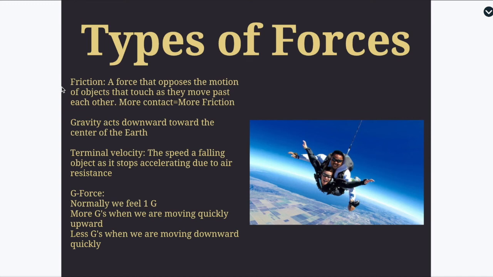Terminal velocity. So this is kind of an interesting one that combines gravity and friction. This is the speed of a falling object as it stops accelerating due to air resistance. So let's think about this. If you drop an object, the longer it drops, the faster it moves because gravity accelerates it. And so after 1 second, the object will be moving 9.8 meters per second. After 2 seconds, the object will be moving 19.6 meters per second because gravity accelerates at 9.8 meters per second squared.